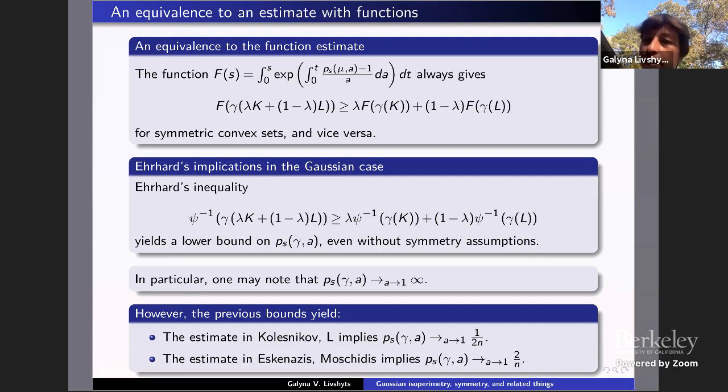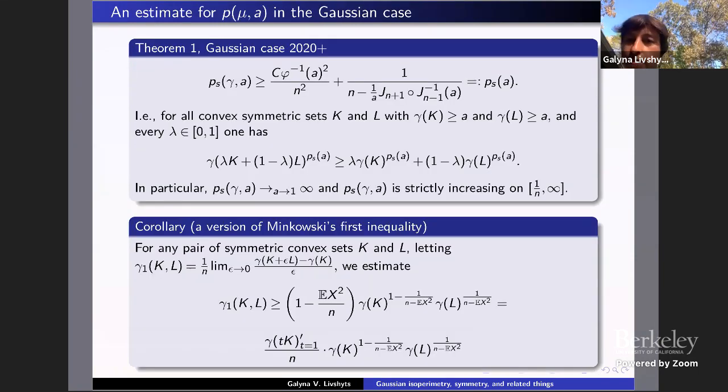So could we try and get an estimate? Basically, I will formulate a couple of results. This result is simpler in the way it's written, but it's not sharp. If you think that the expression here is not simple, it's going to get worse in a moment.